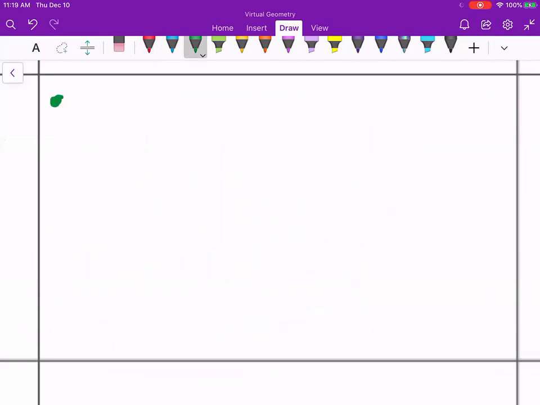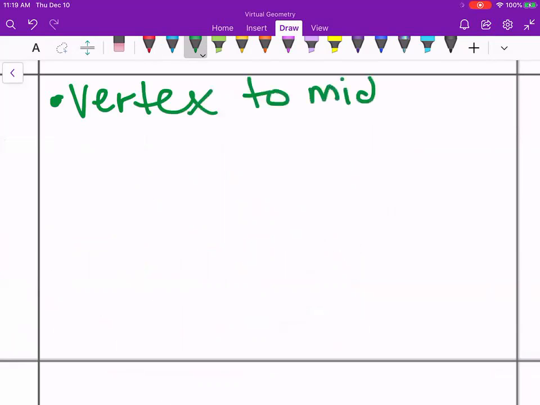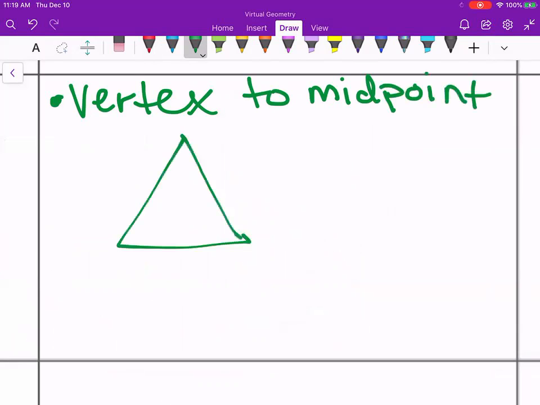All right, so again, medians connect vertices. So we go from vertex to a midpoint. Okay, so I'm just going to draw a real quick one. Again, if this is the median, vertex to midpoint, so on either side of that dot, I need the dashes. Okay, so look for those dashes.